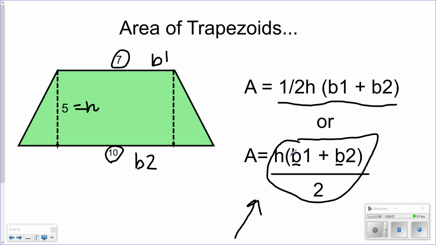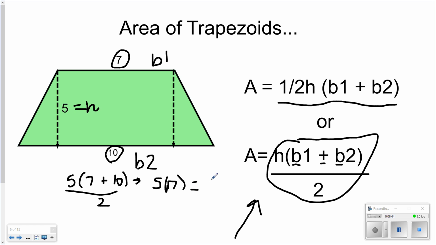Okay, so what we're going to do first is write our height, and then we're going to do B1. And remember, this is a plus sign. A lot of times people forget that and make it a multiplication sign. So we're going to take base 1, which is 7, plus base 2, which is 10. And then we're going to divide that whole thing by 2. So what I would do first is this top part. So let's see, this would be 5 times 17.